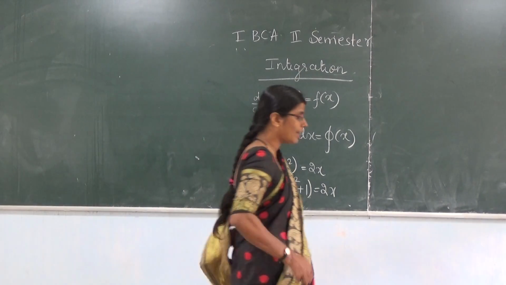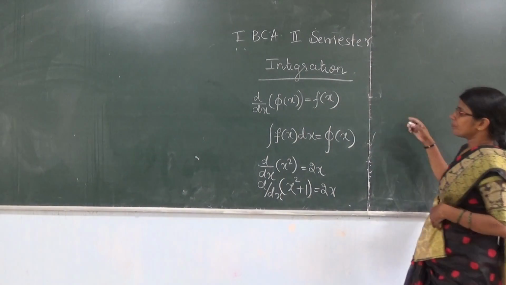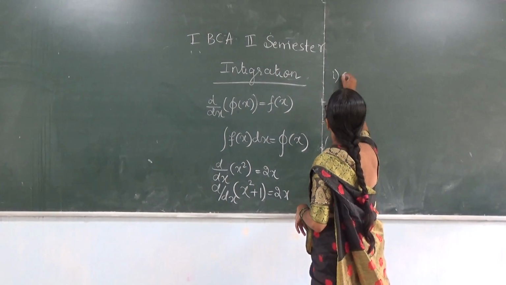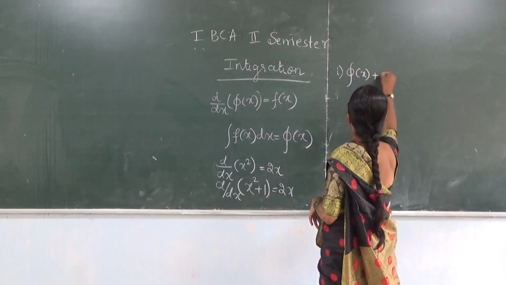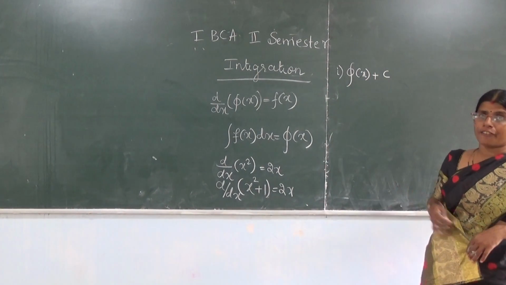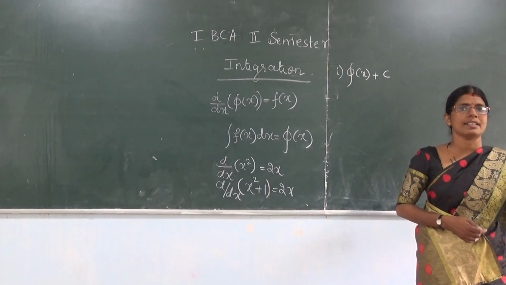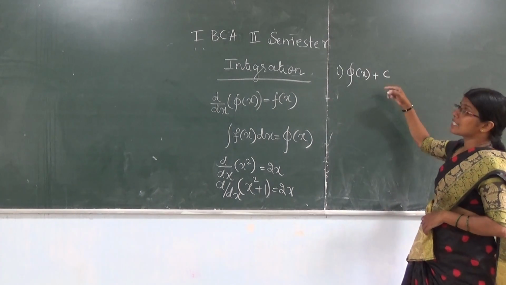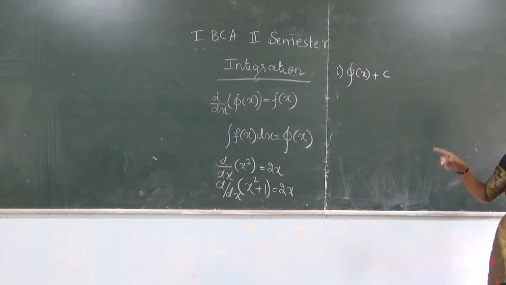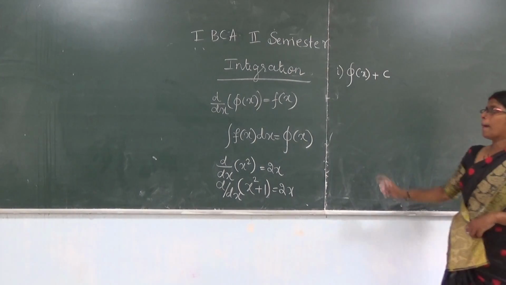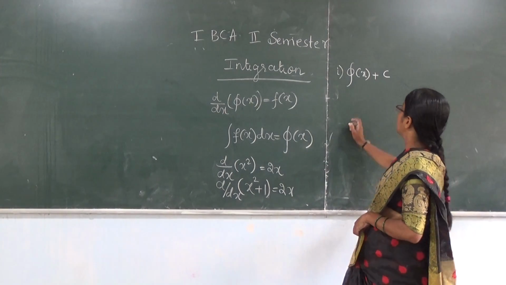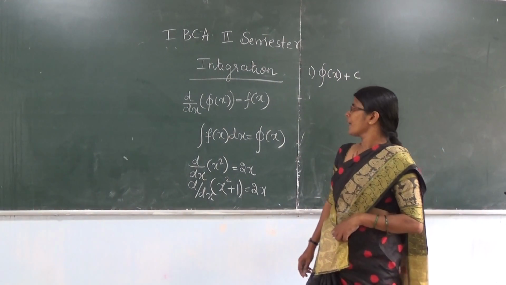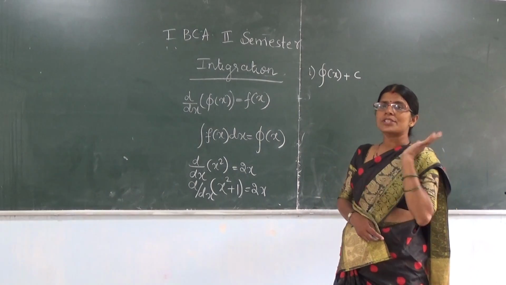So, in general, suppose you have pi of x is the integral of f of x, then pi of x plus c is also an integral of f of x, where c is considered as an arbitrary constant. That means by assigning various values to c, you may get different integrals of f of x. Therefore, we consider that as an indefinite integral. Now you have to consider the rules of integration.